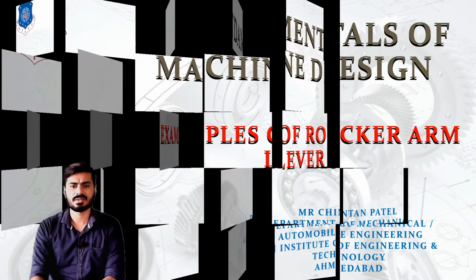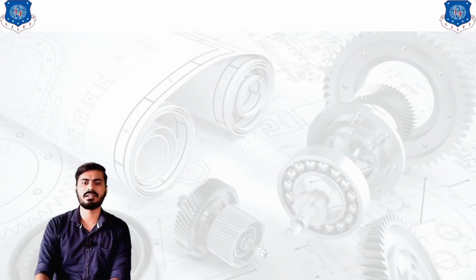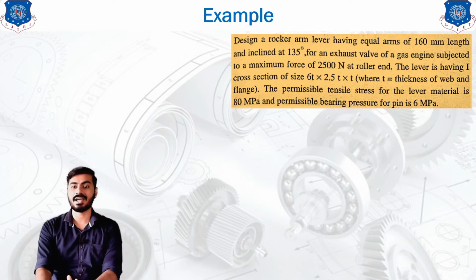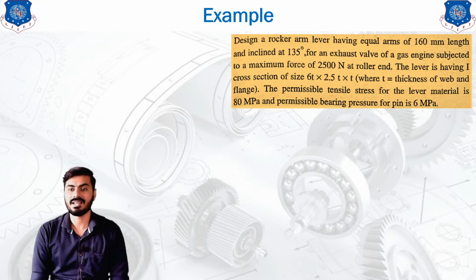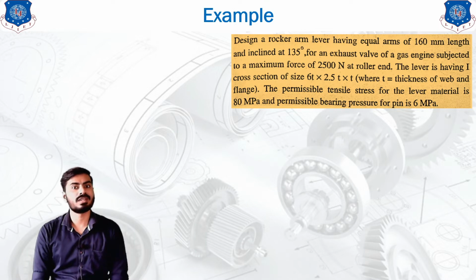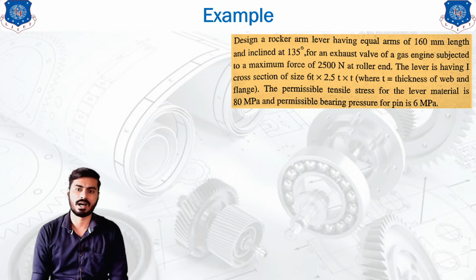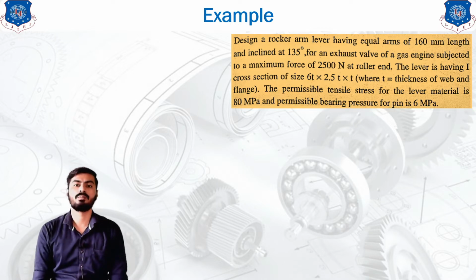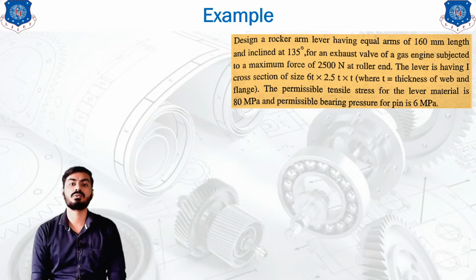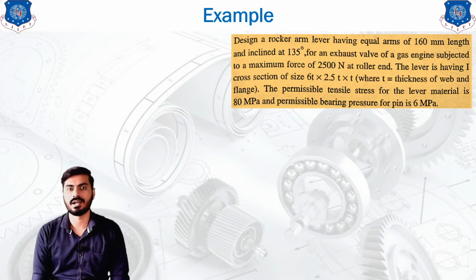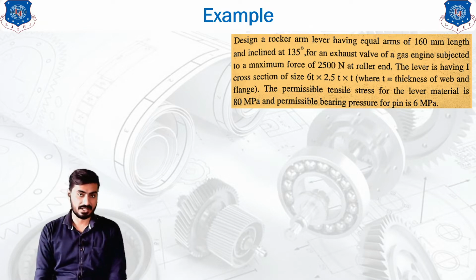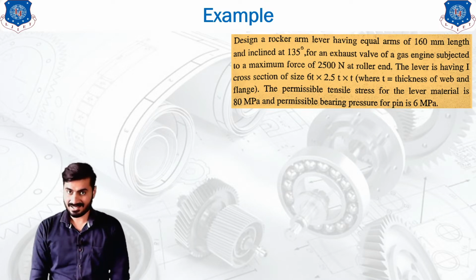So let's get started with the first slide, where you will find the data of this example. The data indicates the design of a rocker arm lever having equal arms. There are two types of arms of the lever: the first one is the load arm and the second one is the effort arm. So the equal arms of 160 mm length. Both have the length equal to 160 mm, so LP equals LW, which is 160. Now inclined at 135 degree. Those are inclined at 135 degree.